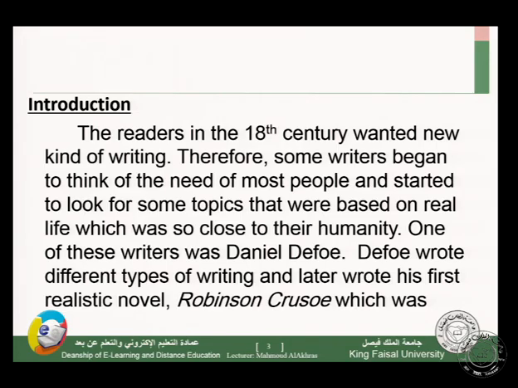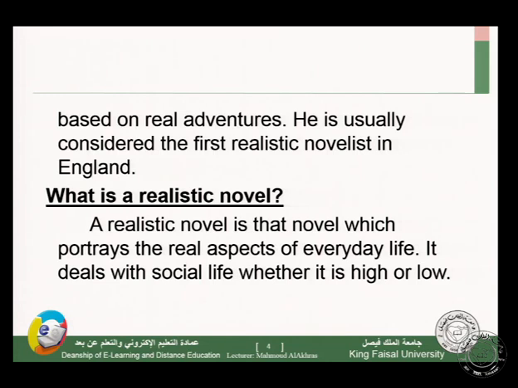One of these writers during that period of time was Daniel Defoe. Defoe wrote different types of writing and later wrote his first realistic novel, Robinson Crusoe, which was based on real adventures. He is usually considered the first realistic novelist in England, and we have seen that he based his novel on the adventures of a Scottish traveler.